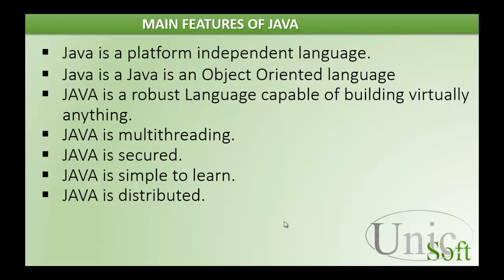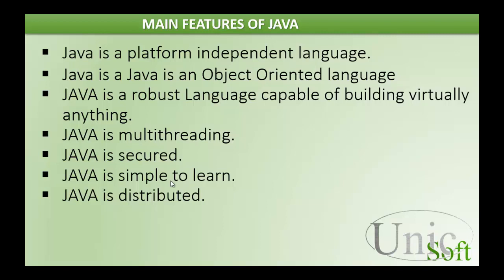So Java is a robust language capable of building virtually anything. I'll show you some of the things we can build with Java at the end of this video. So we can use Java to program any kind of thing we can think of. It is also a multi-threading language. That is, it can allow you to build programs that can run conveniently at the same time on one CPU, which means with Java, you can maximize the way you use the CPU. I know you may not understand that, but you will see that in the future.